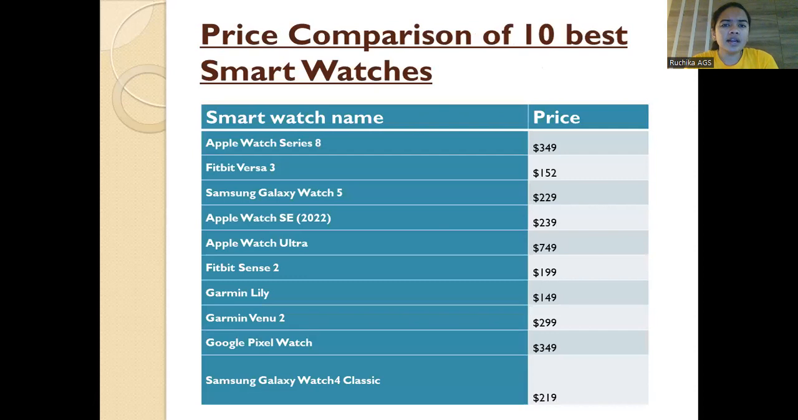And this slide is regarding the price comparison of the 10 best smartwatches, where Apple stands first with the highest demand, and the average cost of an Apple Watch would be $349. And second would be the Fitbit, which sells more at $152. And in the queue stands the Samsung, again, which would be the Apple, Fitbit, Garmin, Google, and again there would be the Samsung.